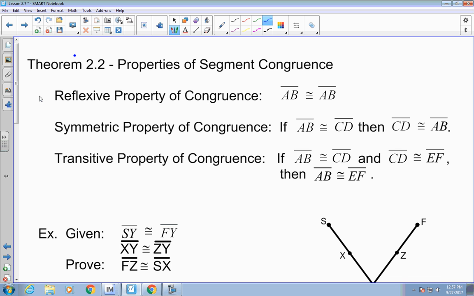Symmetric property, that's the one that flip-flops. AB is congruent to CD. Then you flip it, CD is congruent to AB. That's the symmetric property. And then the transitive: if AB is congruent to CD, and CD is congruent to EF, then AB is congruent to EF. That's transitive. Okay, so it works with equality. It also works with congruence.